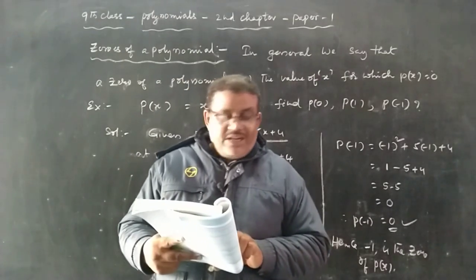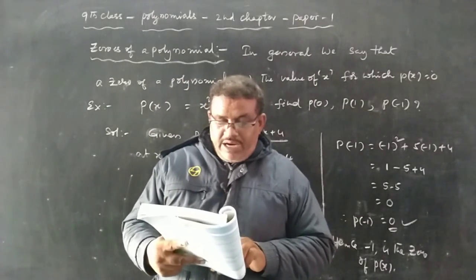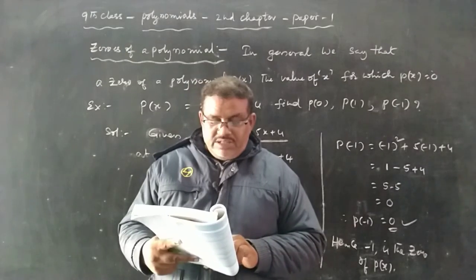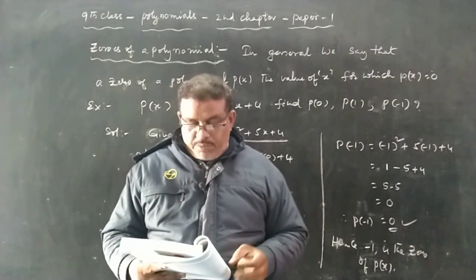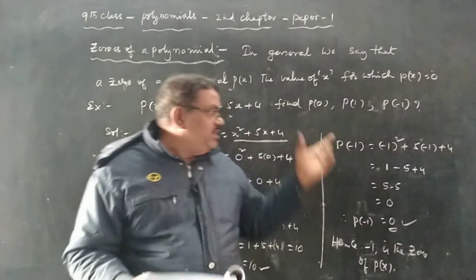Next, find the value at z equal to 1. Next problem, at x equal to 1. Next problem, z equal to 2. All of you see page number 33 in the textbook. Do all the problems in the same pattern.